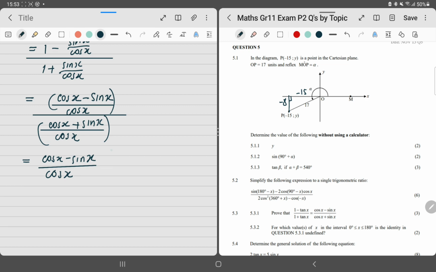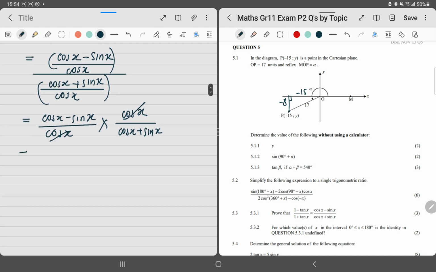So I want to change the division sign into a multiplication. So I'm just going to swap those around. So this is going to be cos of x, and this is going to be cos of x plus sine of x. So this takes care of that. So I am left with, just going to put brackets there, cos of x minus sine of x all over cos of x plus sine of x, which is equal to the right hand side.